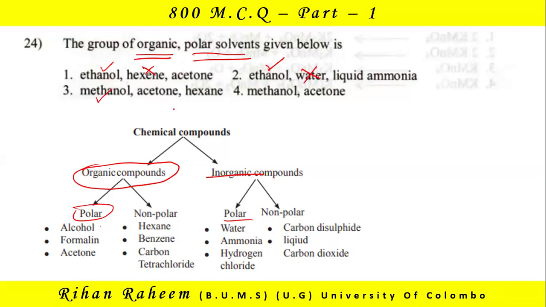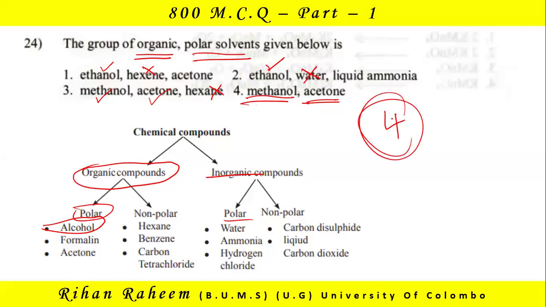Acetone. Is acetone organic or inorganic? Organic, and it's polar. But again, we have this hexane problem, it is non-polar. So the fourth one, methanol, is a type of alcohol. All the types of alcohol, ethanol, methanol, propanol, butanol, pentanol, hexanol, are polar and organic. Acetone, yes, polar, organic. That is the correct answer. We can select the fourth one as the most suitable answer.